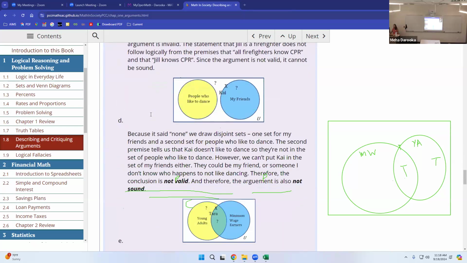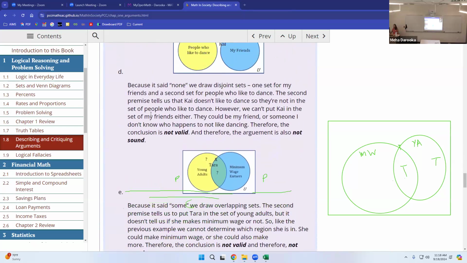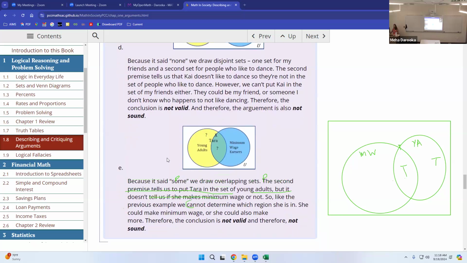Sorry, I know the writing is kind of on top of that. But like I said, there are multiple places where Tara can be placed. The second premise tells us to put Tara in the young adult set, but it doesn't tell us if we can put her in the minimum wage circle or not. So as you can see, this would again be an invalid argument, and if it's invalid, it's not going to be a sound argument.